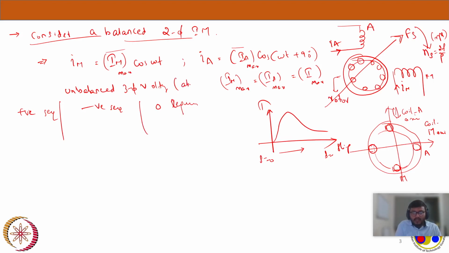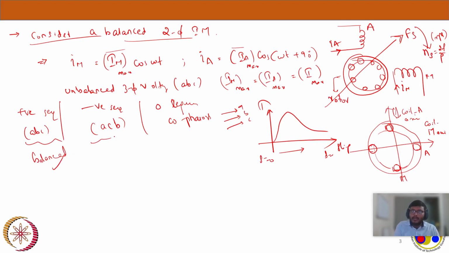Let's say the phase sequence of my main unbalanced voltage is ABC. Now my positive sequence will have the same ABC. The negative sequence will have the phase sequence reversed, ACB. The zero sequence doesn't have any phase sequence; zero sequence means co-phasors, so A, B, C have the same phase, with no phase difference. So the idea is that we break down our unbalanced voltage into sequence components, and individually they are balanced: positive, negative, and zero sequence components are all balanced.